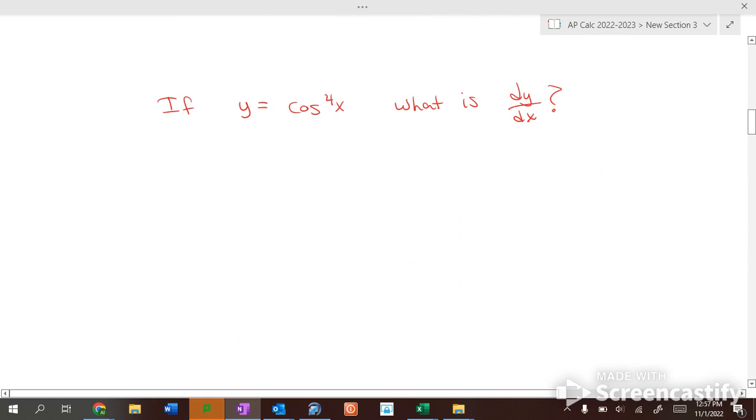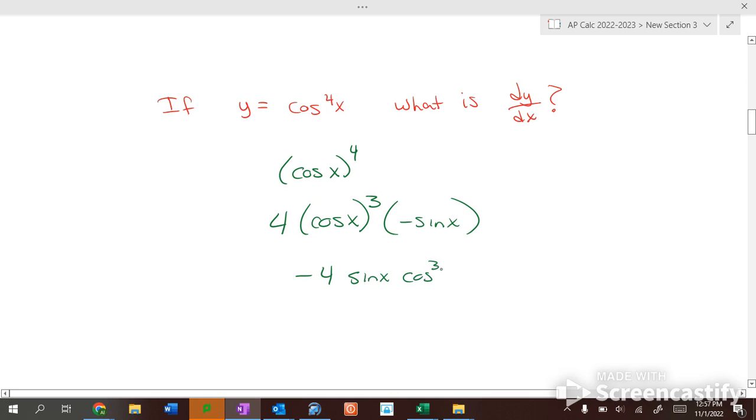This one. Oh, I have no clue how to do these ones. Chain rule. Because this is really cosine of x to the fourth power, which is 4 times the cosine of x to the third power times the first derivative of the inside, which is negative sine of x. So it's really negative 4 sine of x cosine to the third of x. That's how the answer will probably be written. Okay?